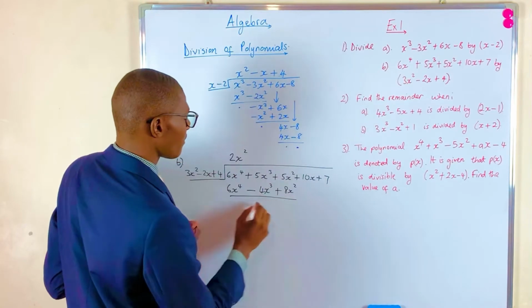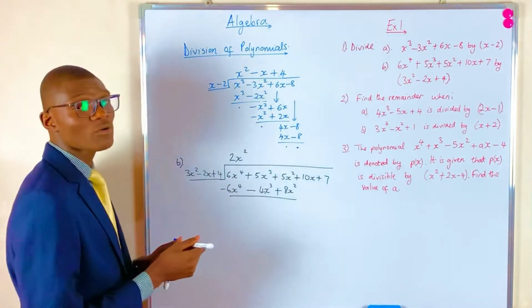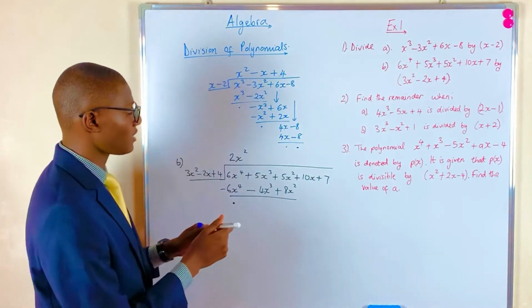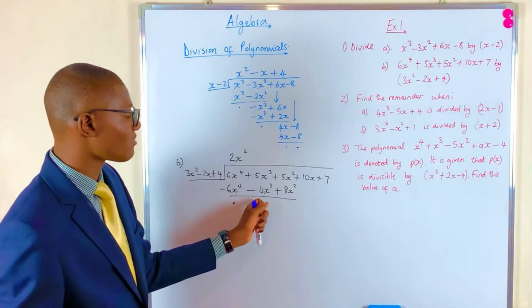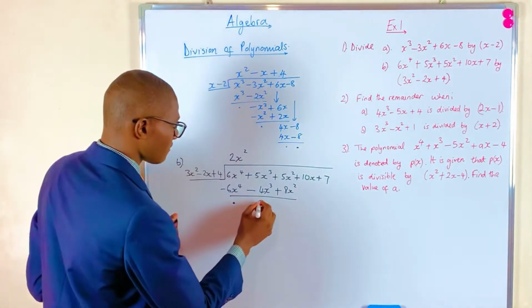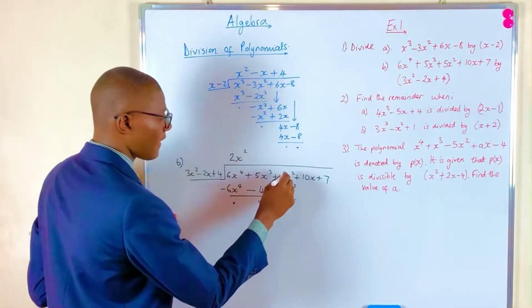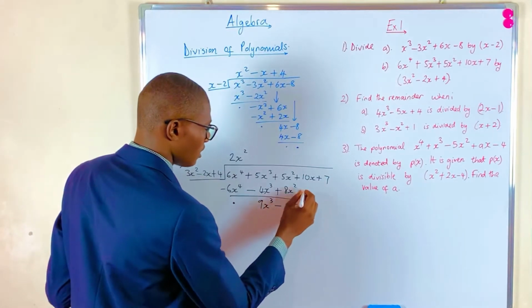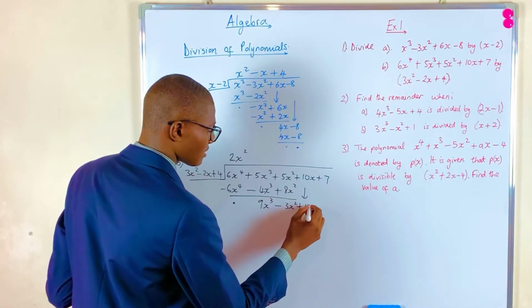And now we carry out the subtraction. 6x to the power of 4 minus 6x to the power of 4, this gives us 0. And 5x to the power of 3 minus 4x to the power of 3, that will give us a 9x to the power of 3. And 5x squared minus 8x squared, that will give us minus 3x squared. And here we drop to plus 10x.